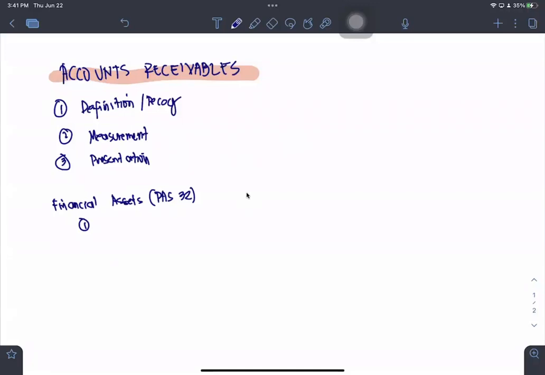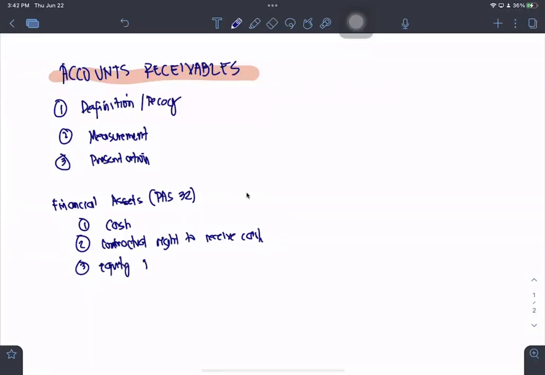The first one is known as your cash. The second one is your contractual right to receive cash. And the third one is the equity instrument of another entity. Okay? Cash, contractual right to receive cash, and equity instrument of another entity. So we already covered cash last meeting. Now we are in your contractual right to receive cash.